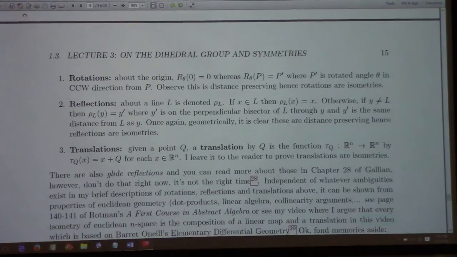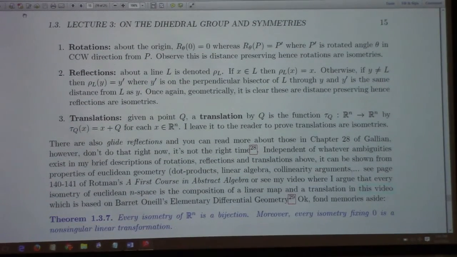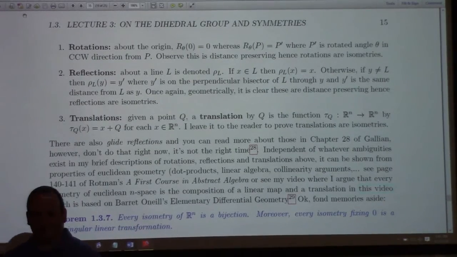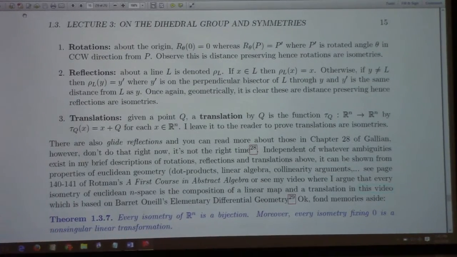So there are really three kinds of isometries: rotations, reflections, and translations. And they're just what they sound like. A rotation fixes the origin and rotates the vector through some angle. A reflection flips points across some line, or if the point is on the line, it just fixes it. And a translation just shifts everything by a vector.